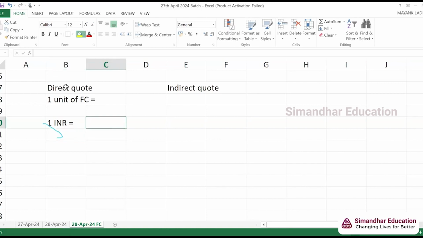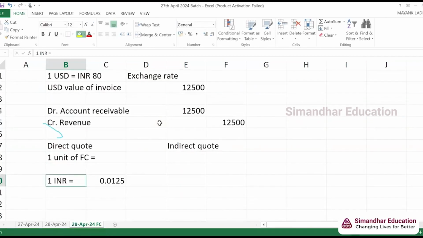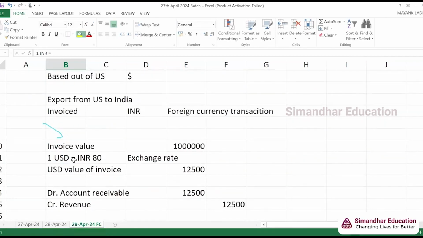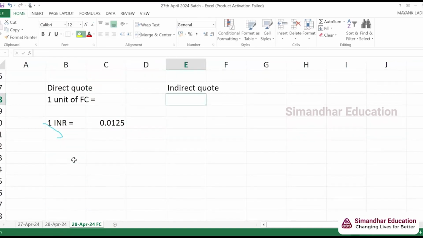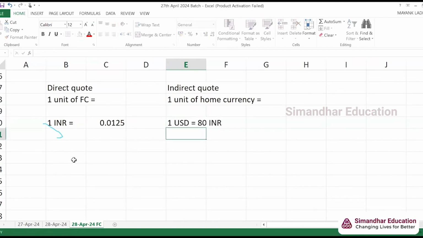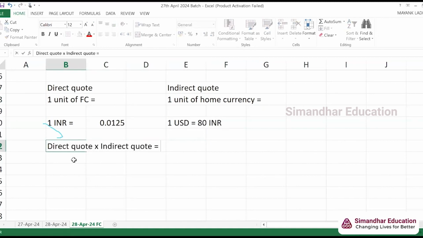So here 1 INR is equal to 1 divided by 80 because 1 USD is equal to 80 INR. So for 80 INRs, I'll get 1 USD. For 1 INR, I'll get 1 divided by 80 USD, 0.125. Indirect quote is 1 unit of home currency is equal to how many units of foreign currency. So indirect quote will be 1 USD is equal to 80 INR. And always remember, direct quote multiplied by indirect quote is equal to 1.